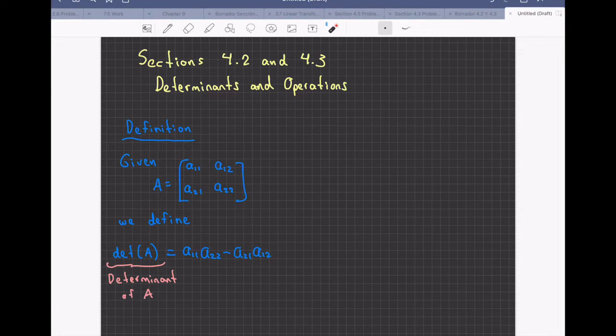In other words, this number, called the determinant of a matrix of size 2 by 2, is computed by multiplying this diagonal, this times this, minus the multiplication of the numbers in this other diagonal. This times this, minus this times this.